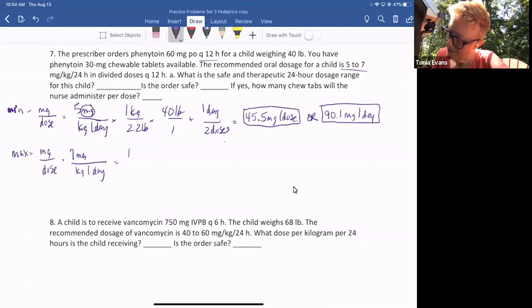Okay. So that was our 7. Everything else is the same. 40 pounds. 1 day is 2 doses.